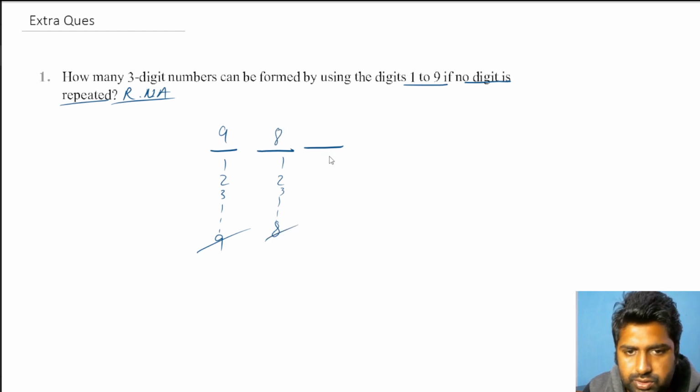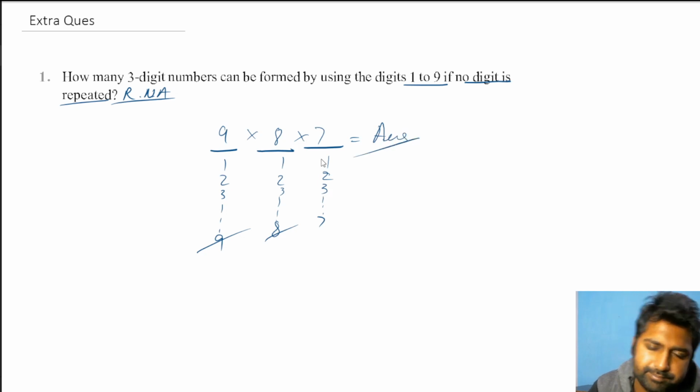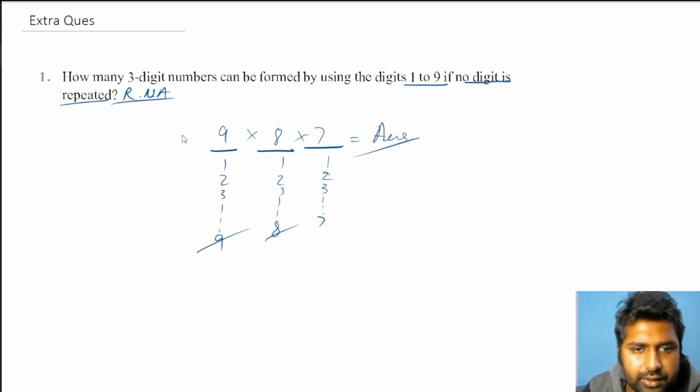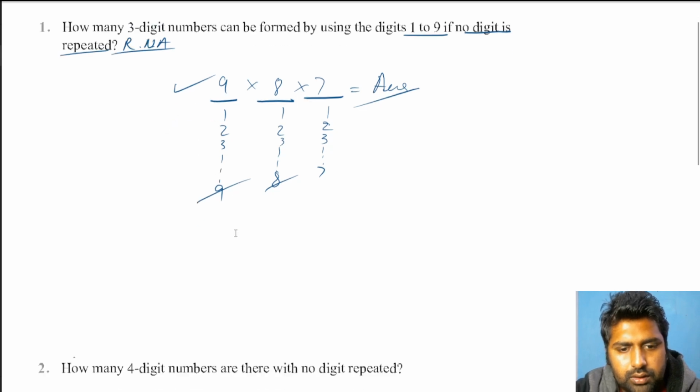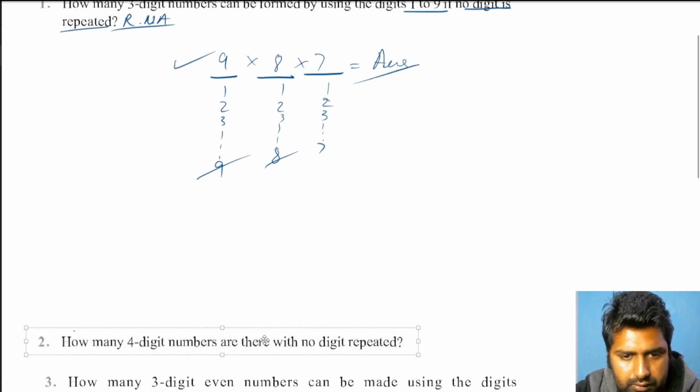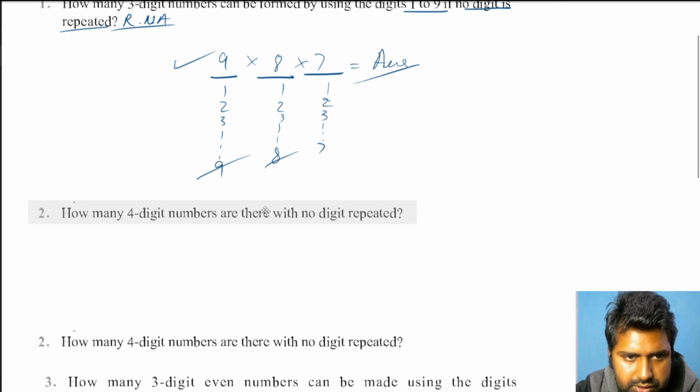And 1 will be used, so 1, 2, 3 up to 7. So 7 options. So 9 into 8 into 7. That's your answer. I'm not multiplying this time, the idea to write this correctly is much more important. Okay, 9 into 8 into 7. Next question.